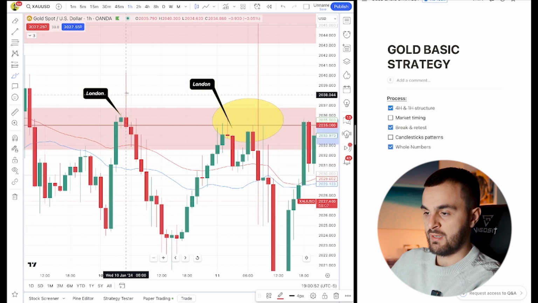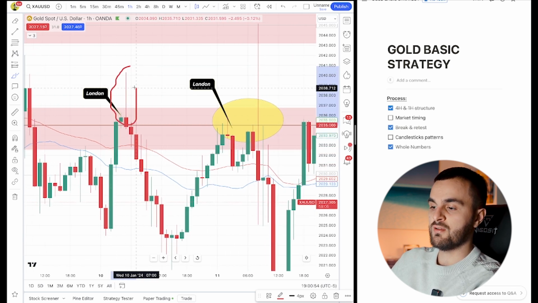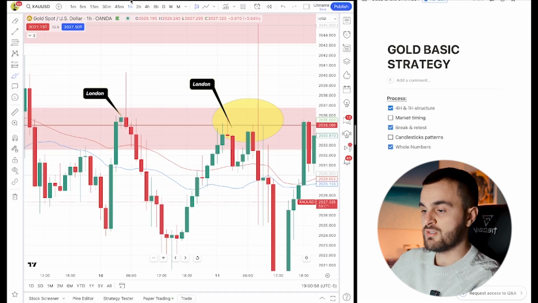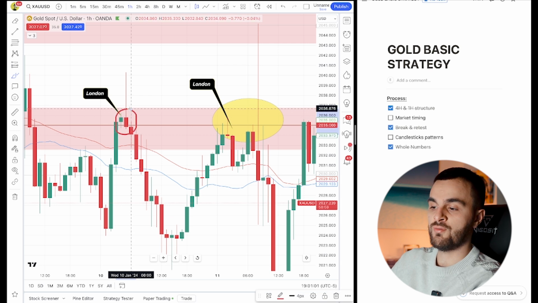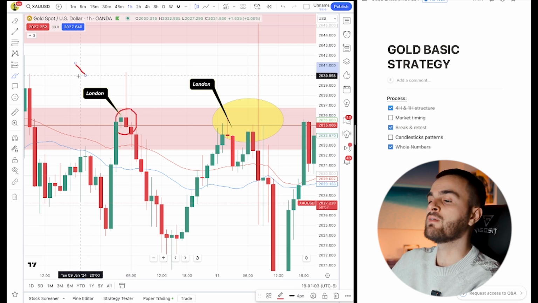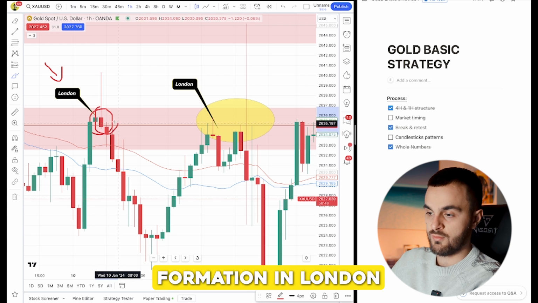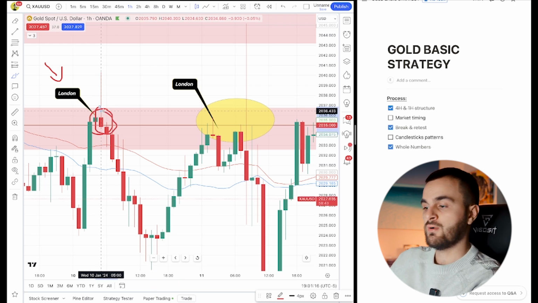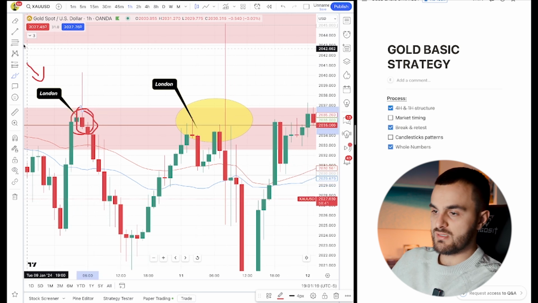So you can see here actually a great candlestick formation, shooting star, bearish pin bar. But it's also formed in that zone around the 2035, and it's happening around London session. You get your candlestick formation in London session, right? That's where I like to look for my entries.